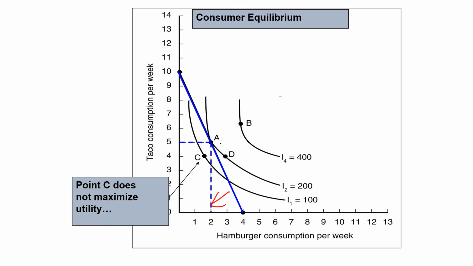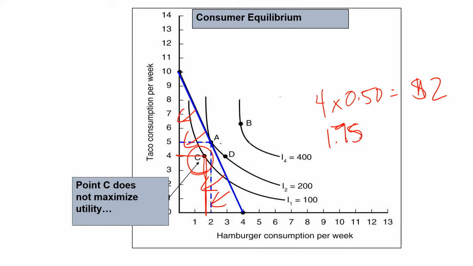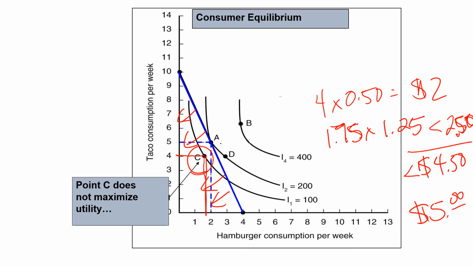Anything to the left of the budget line, as in point C, we have enough money for that because it falls within our budget, because we're only buying a little bit less than 2 hamburgers and then 4 tacos. So the 4 tacos are 50 cents each, so that's going to be $2, and then it looks like about 1.75 hamburgers at 1.25. Well, that's going to be less than 2.50. I don't have a calculator right now. So we're less than 4.50, and we have $5 to spend, so we're not spending all of our money.